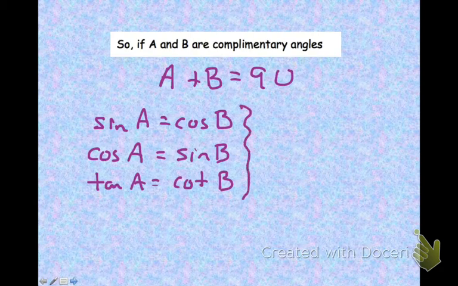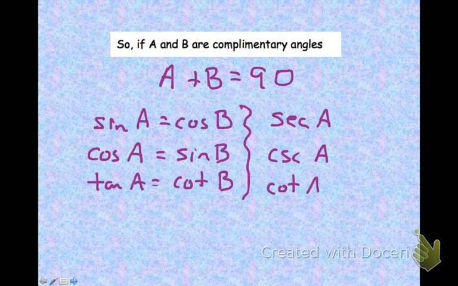What I'd like you to do is go through and tell me, well, we also have secant of A, cosecant of A, and cotangent of A. And I want you to tell me what are those going to be equal to. So take a couple minutes, pause the video and go through that, and then move on to the next example.